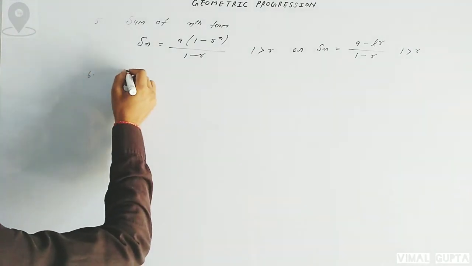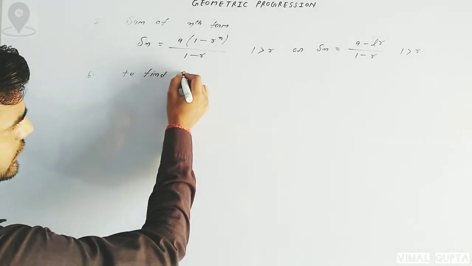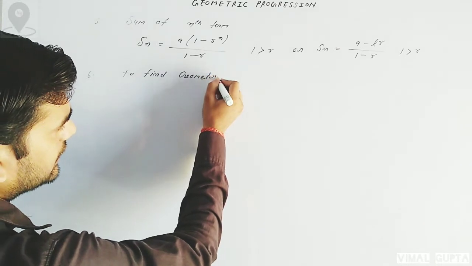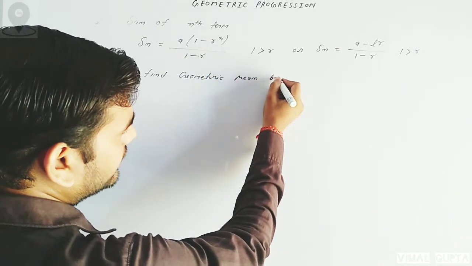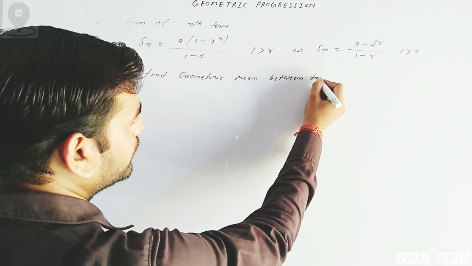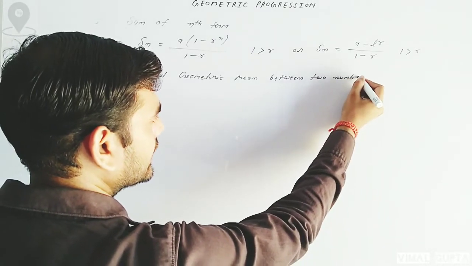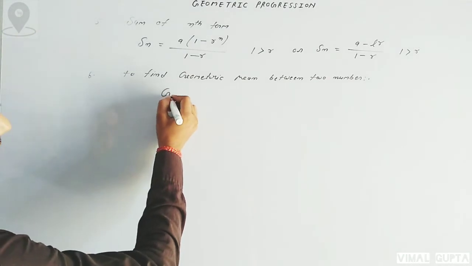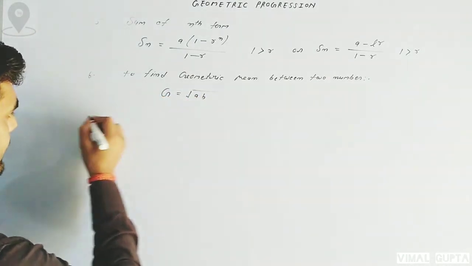Sixth is to find geometric mean between two numbers. Means geometric mean is equal to under root AB.